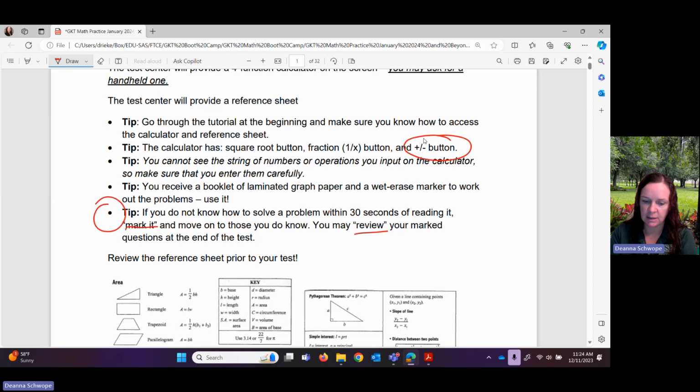Another tip for you: when you're doing the test on those calculators, you can't see the string of numbers. It's not like a more scientific calculator where you can see everything you've input. It's a very basic calculator, so make sure you're carefully entering numbers. You do get a piece of laminated paper, either a booklet of it, depending on where you are, or a white erase marker and a whiteboard. So keep in mind you do have places to work.